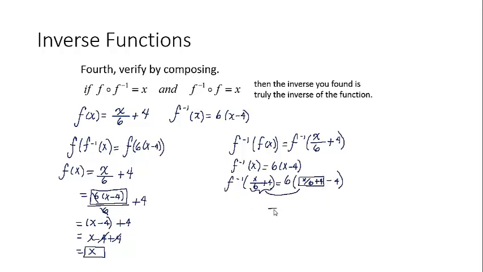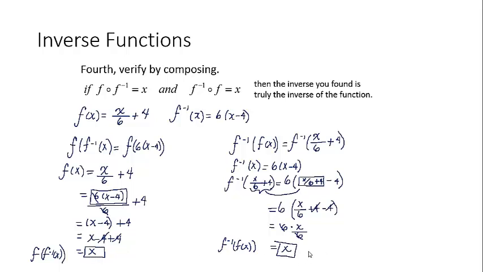So let's expand this a little bit, and what I really have is 6 times the parentheses x over 6 plus 4, minus 4. 4 and 4 cancel out to make 0, so you're left with 6 times x over 6. This 6 and this 6 cancel out to make a 1, and you're left with x. So here you have finished the checking. You found that the inverse of f of x is equal to x, and also that f of the inverse of f of x is also equal to x.